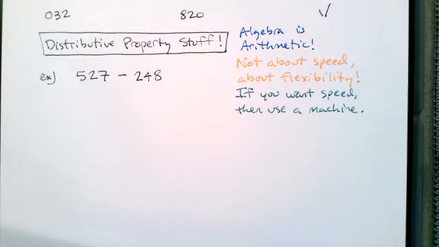So this is not about speed, it's about flexibility, it's about trying to understand what's going on. And the theme of this whole class is that algebra is just arithmetic. We're leveraging what we already know about arithmetic and trying to apply it to new things like algebraic objects, specifically starting with polynomials. Let's take a look at this first.